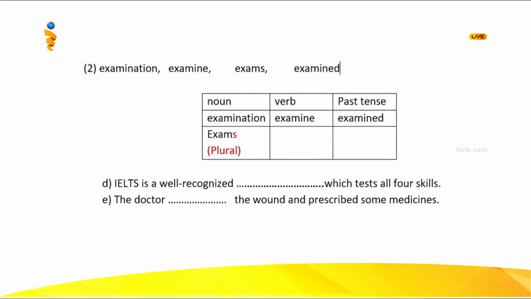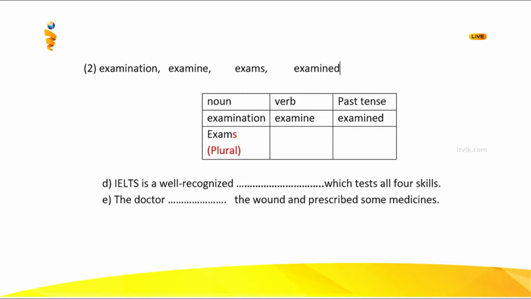Now the next part. There also you have 4 answers. You have to select 2 and write in the correct blank. Examination, examine, exams, examined. Examination is a noun. Exams, it's a noun and it's a plural noun. Examine is a verb and examined, it's a past tense.